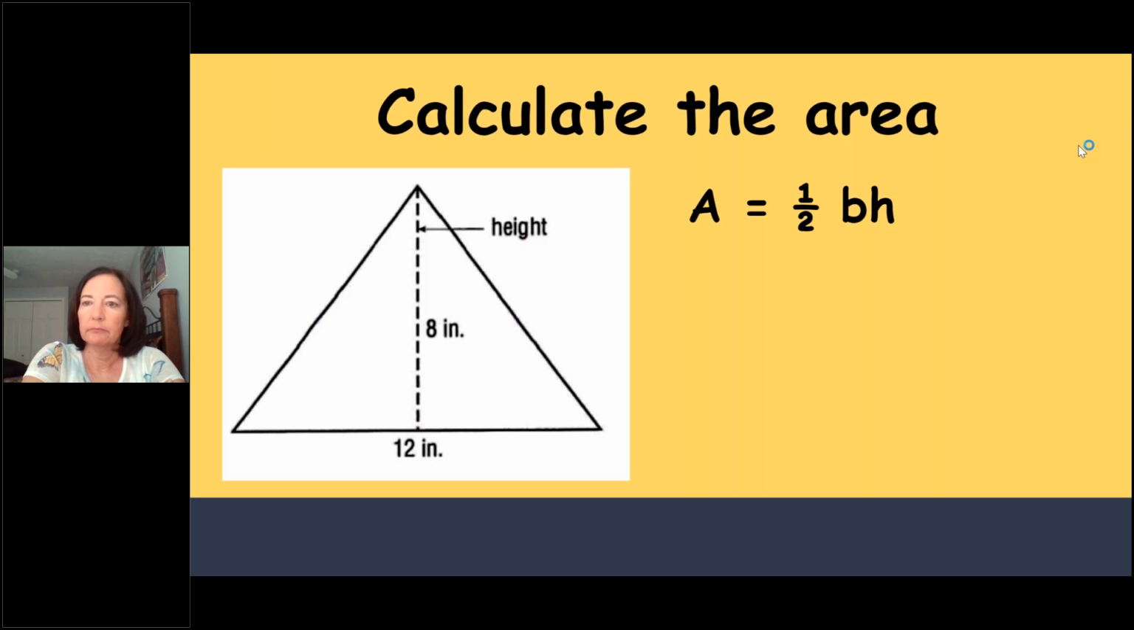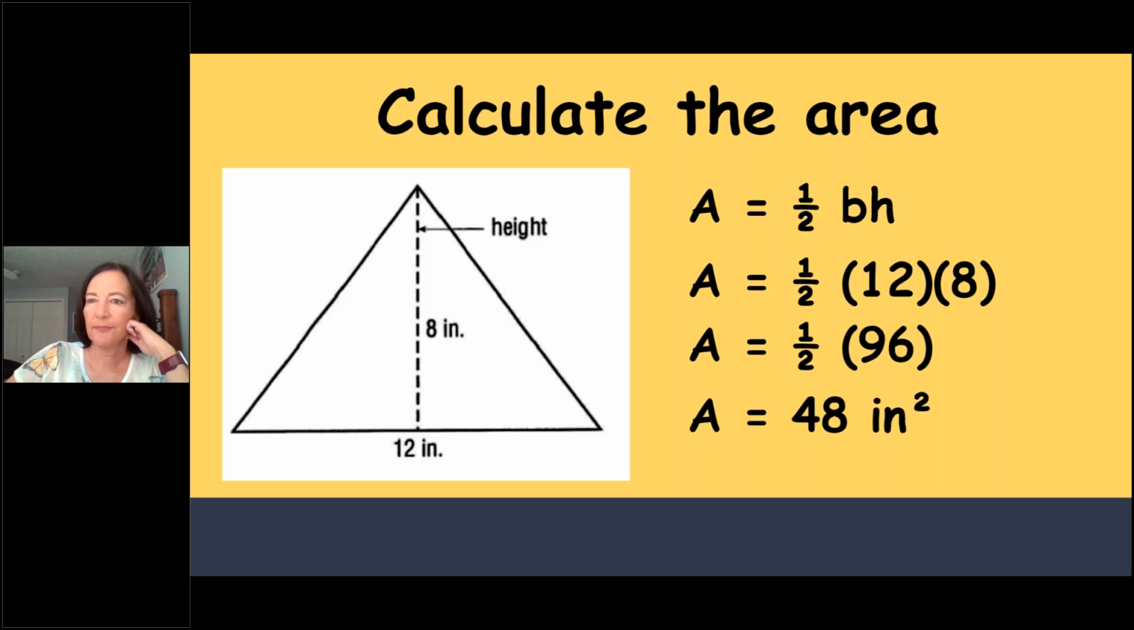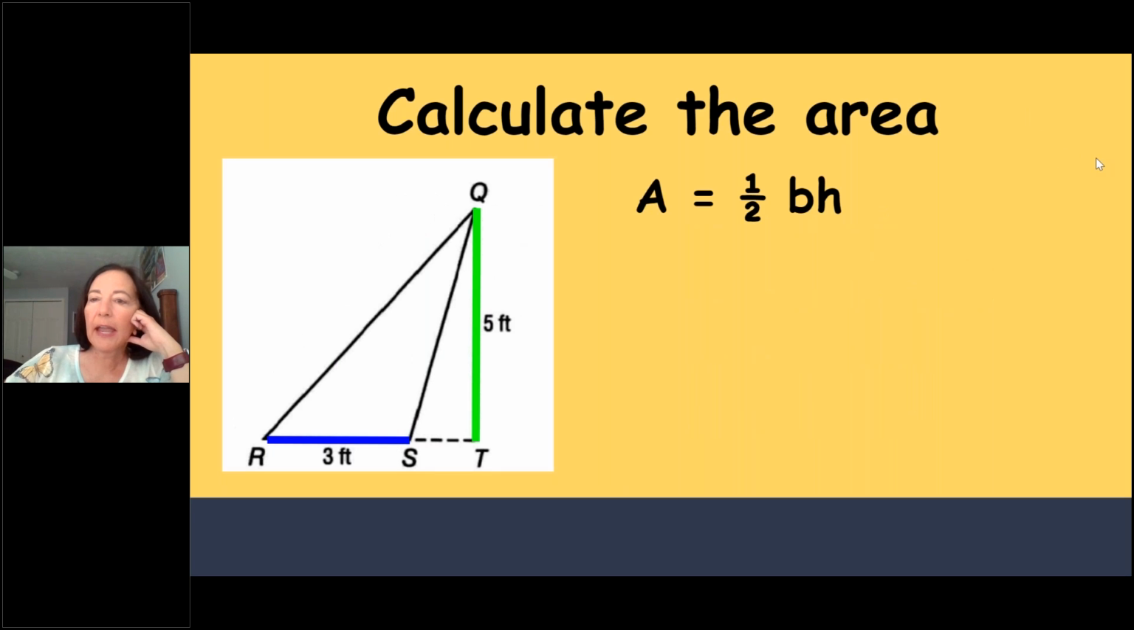So would it be half of 96? It would be half of 96, okay, which is the same thing as 96 divided by 2, if that's an easier calculation on your calculator. So it'd be 48 inches squared. Perfect. And you can see, there you go. And there's all the steps. Nice job.